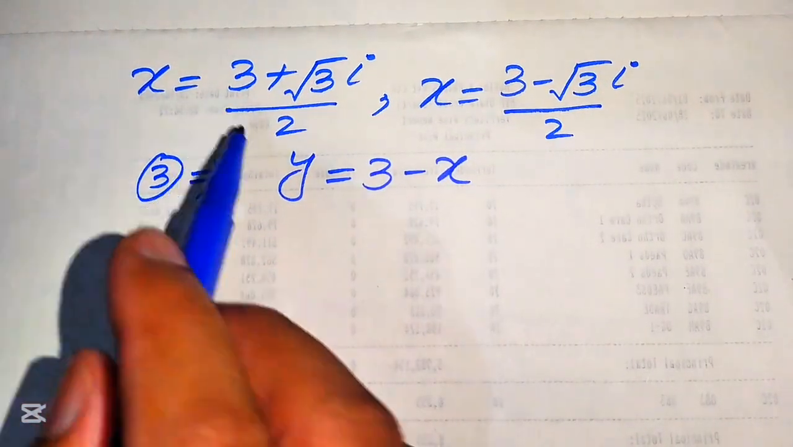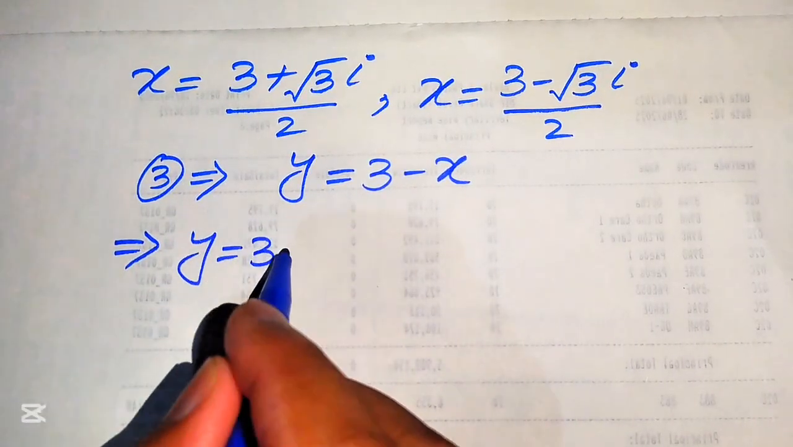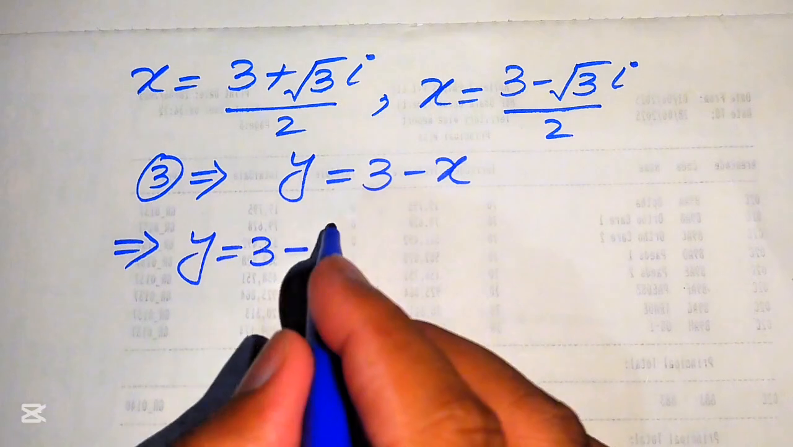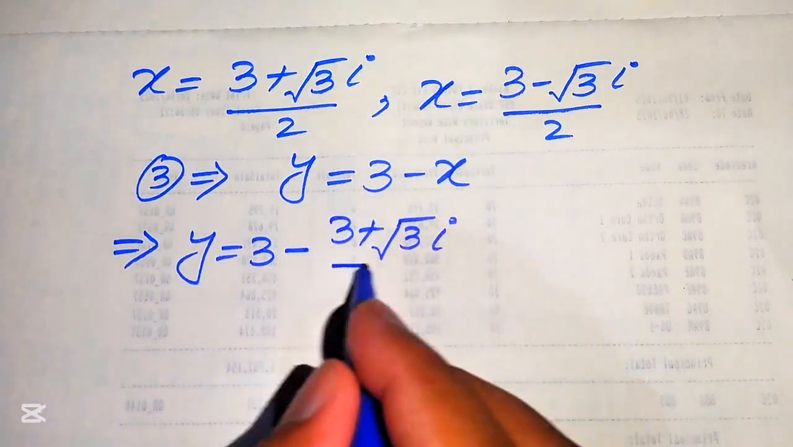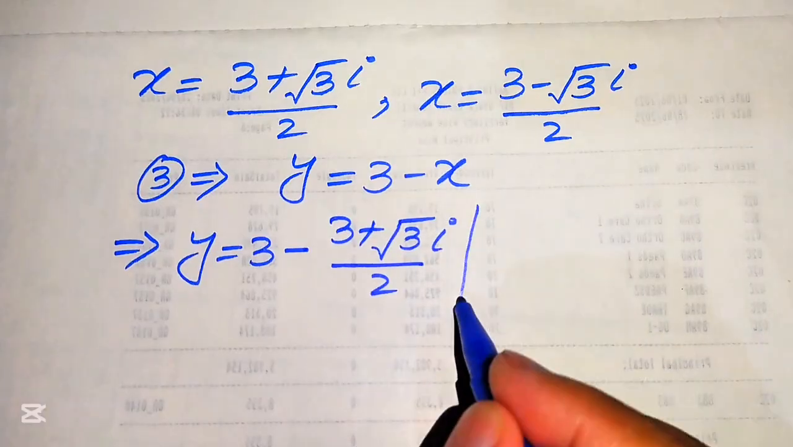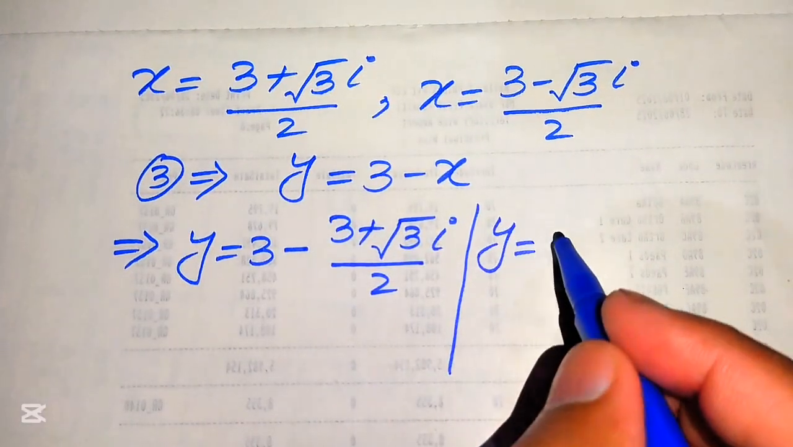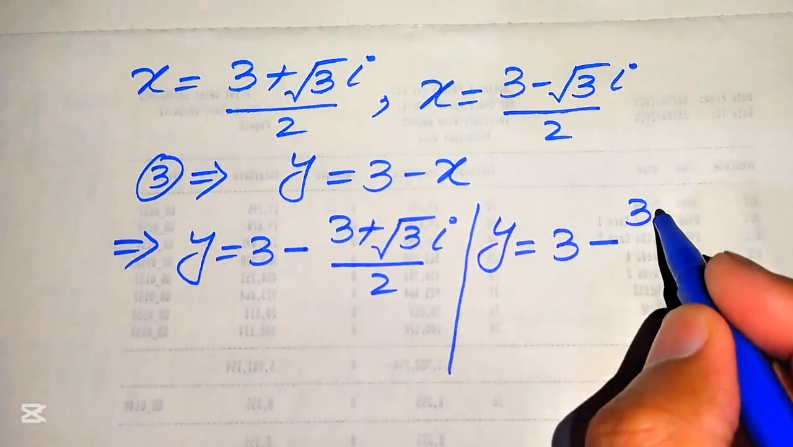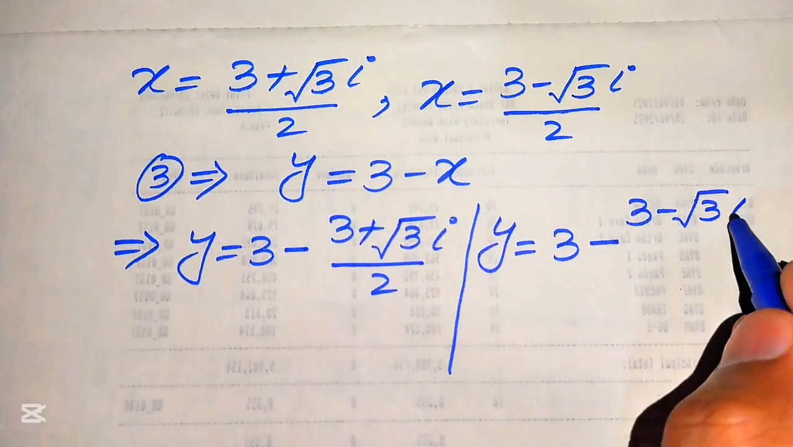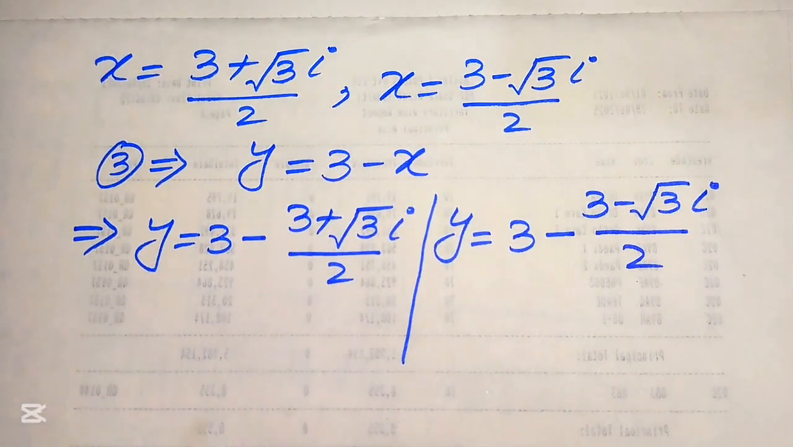And now first we can put this value of x here, and it will be written as y = 3 − x, and we put this value of x, it will be written as 3 − (3 + √3 i)/2. And in the parallel case we put this value of x here, and it will be written as y = 3 − x, and here we put this value, it will be written as 3 − (3 − √3 i)/2.